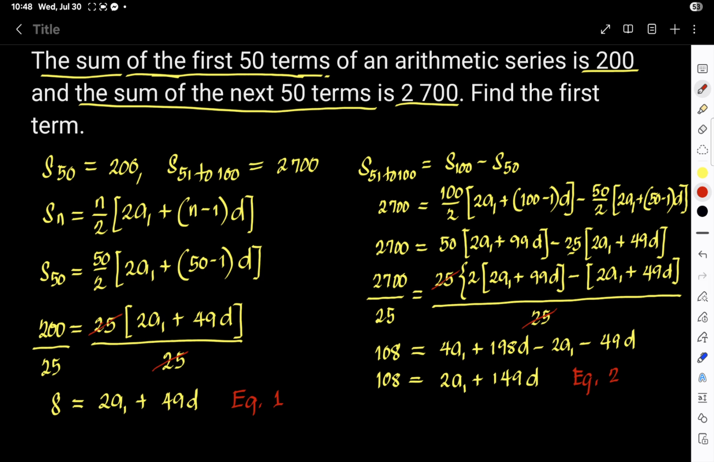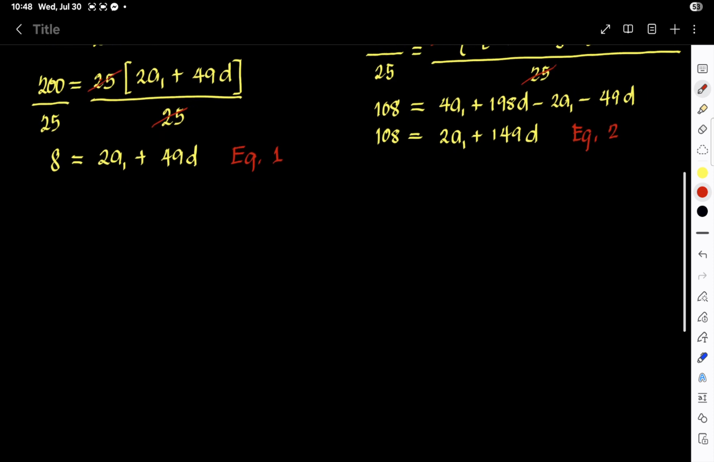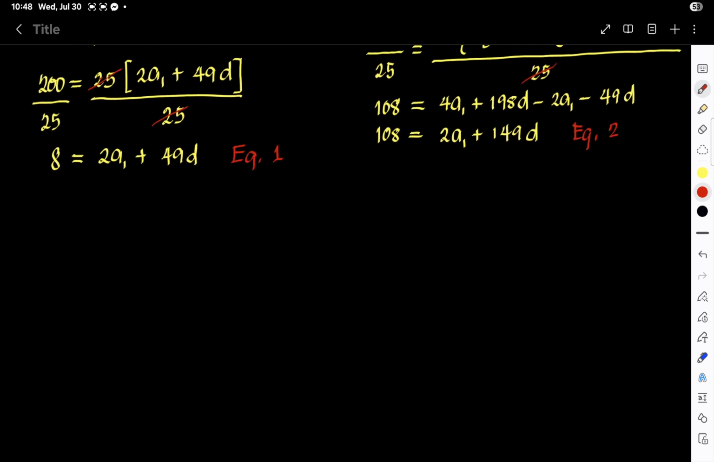Okay, so let's make some working space. We now have the two equations here. The next step is that we're going to solve for the common difference, or d, using, I think the best algebraic method here, the elimination method. So let's subtract equation 1 from our equation 2.